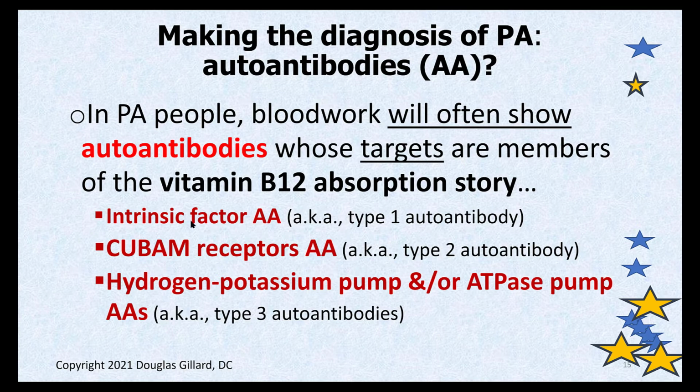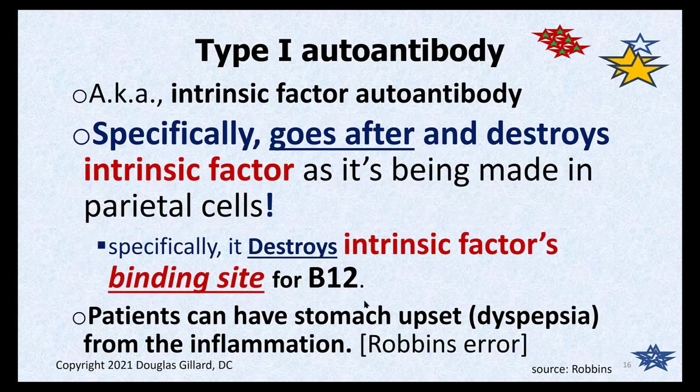So let's go through them. There's an intrinsic factor antibody, there's a Cubam receptor antibody, sometimes called cubilin receptor, and there's another one that attacks the parietal cell, specifically the hydrogen potassium ATPase pumps of the parietal cell. So let's look a little bit more closely.